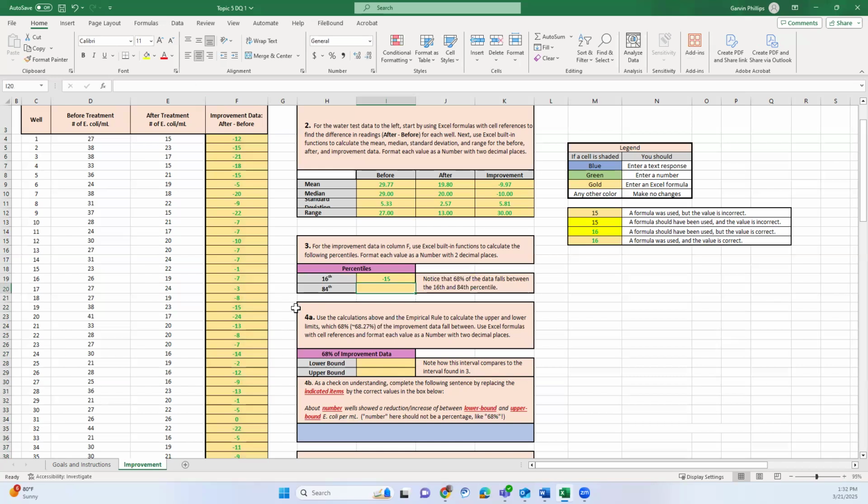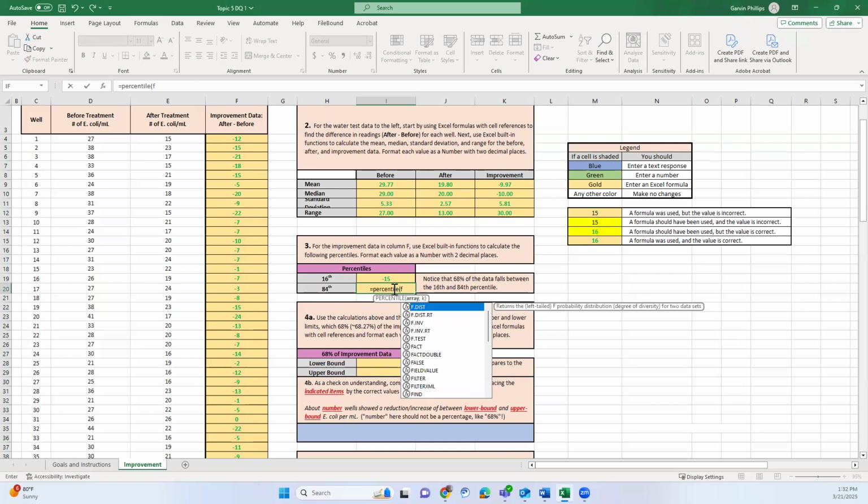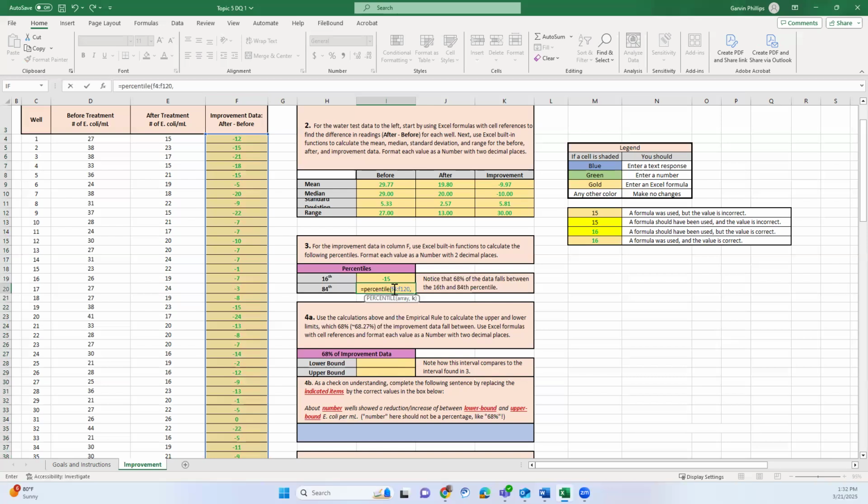And there we go. And I want to do the same thing here. So we're going to equal percentile. This time I just wrote the whole thing out. I put my parenthesis, F4 colon F120, comma, and this one's the 84th, so 0.84. Okay, 84th. Close my parenthesis and hit enter. And there we go. So there I have the 16th and 84th percentile.